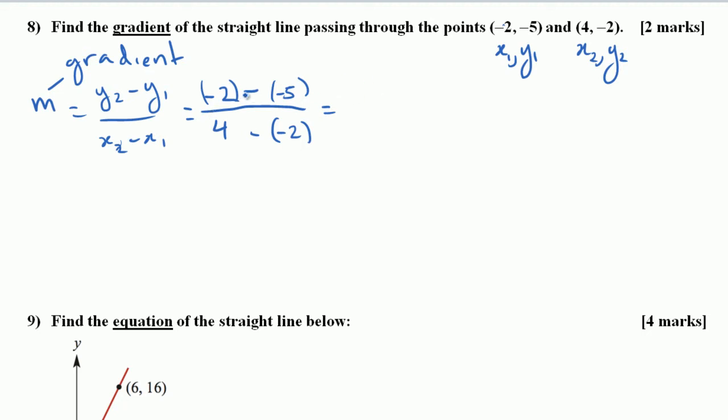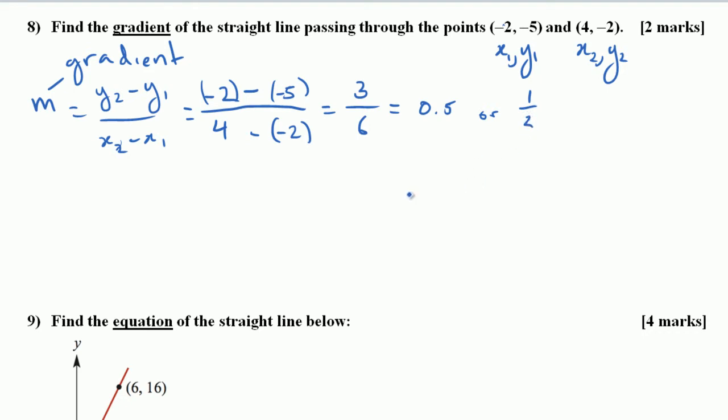So -2 minus -5 is the same as -2 plus 5, so we should get 3. And here we have 4 minus -2, so that's the same as 4 plus 2, which is 6. So we should get 3 over 6. If you do that in a calculator, you should get 0.5. Or a half is also acceptable. So 0.5, or you could leave it like that, 1/2. Alright, so that's question 8.